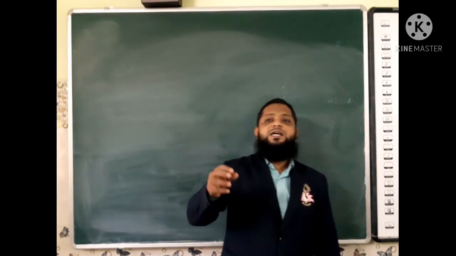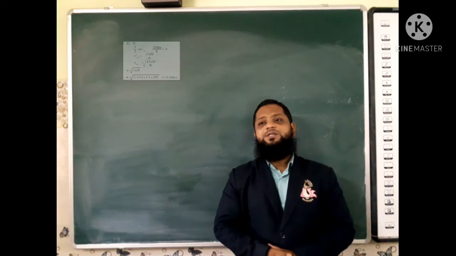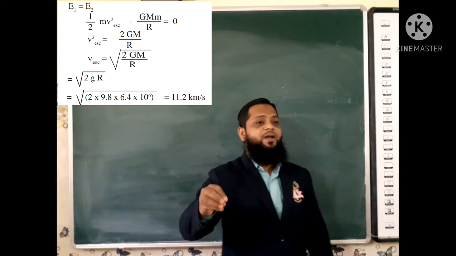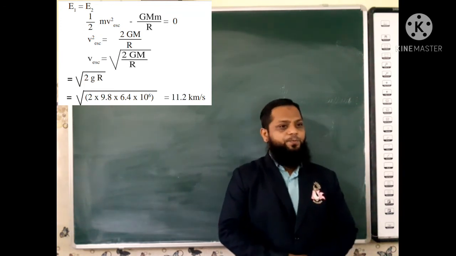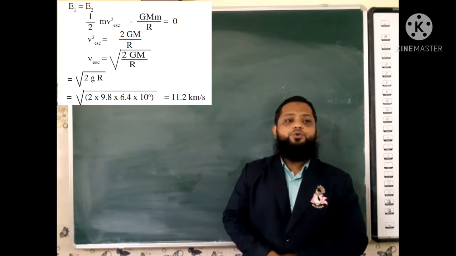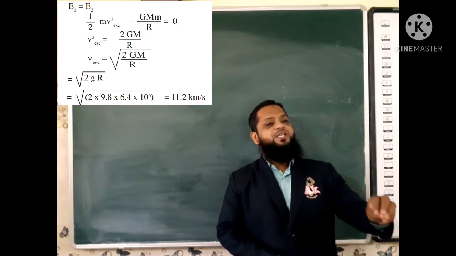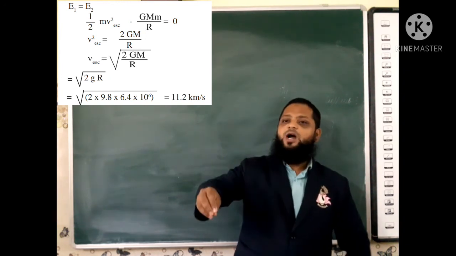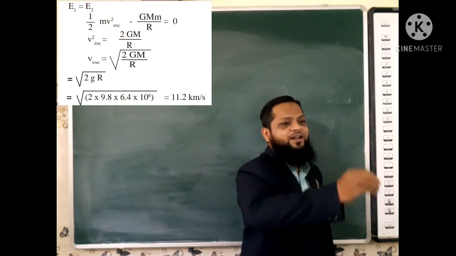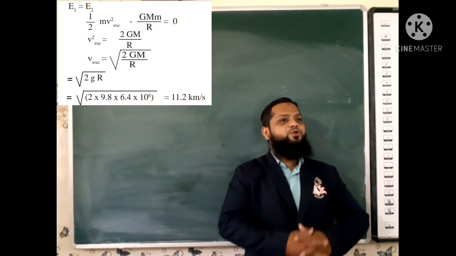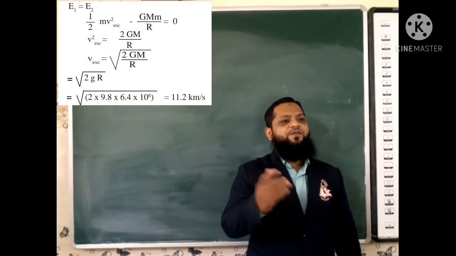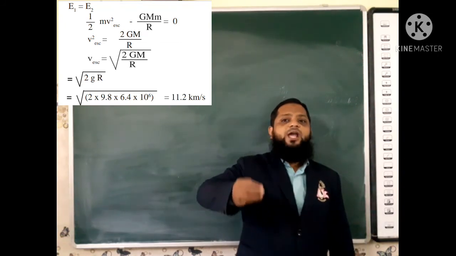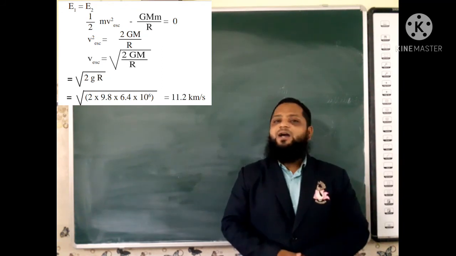From the principle of conservation of energy, E1 is equal to E2, that is half mv square minus GMm upon R is equal to 0. V square is equal to 2GM upon R, and v is equal to under root of 2GM upon R, which is equal to under root of 2gR, that is under root of 2 into 9.8 into 6.4 into 10 raised to 6, which is equal to 11.2 kilometer per second.